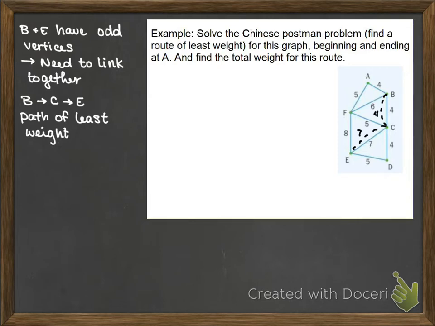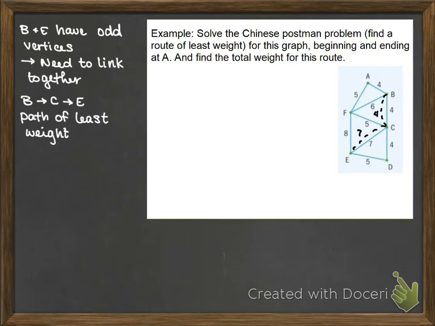So what is the least weight path from B to E? That is going from B to C to E. So we need to connect in an extra edge from B to C. And again, since B to C is weight 4, that new edge is going to be weight 4 as well. And then from C to E, we connect another edge in with weight 7.